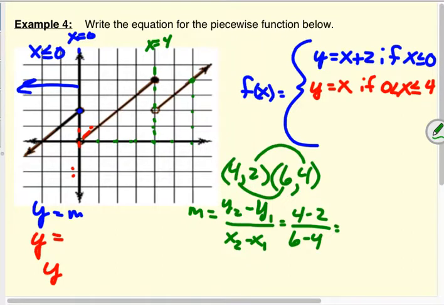I'm going to get 2 over 2, and that's equal to 1. No, it goes up 1 over 1. We know our slope is 1. I'm just showing you that you can do it this way.